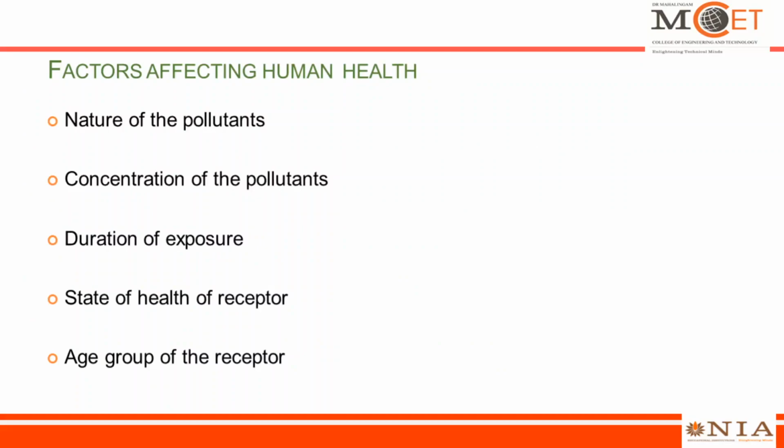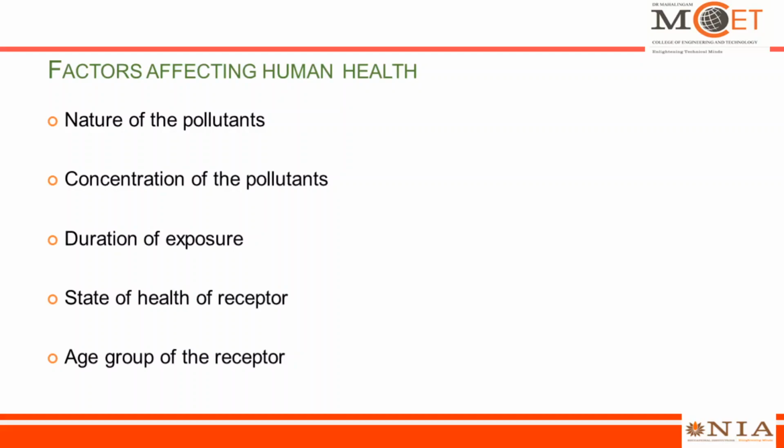Factors affecting human health. So these are some of the factors which affect human health. It is the nature of the pollutants, the concentration of the pollutants, the duration of exposure to the pollutants, state of health of the receptor who is inhaling those pollutants, age group of the receptor.